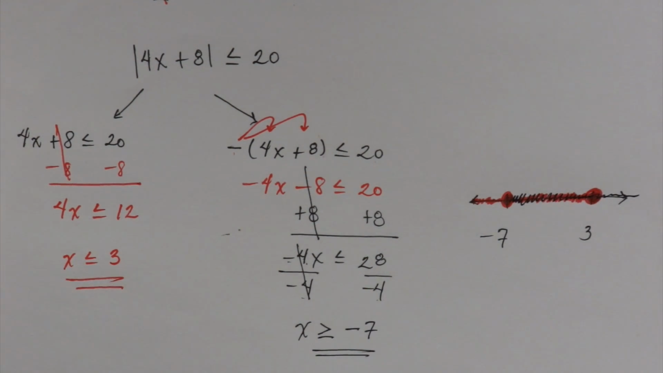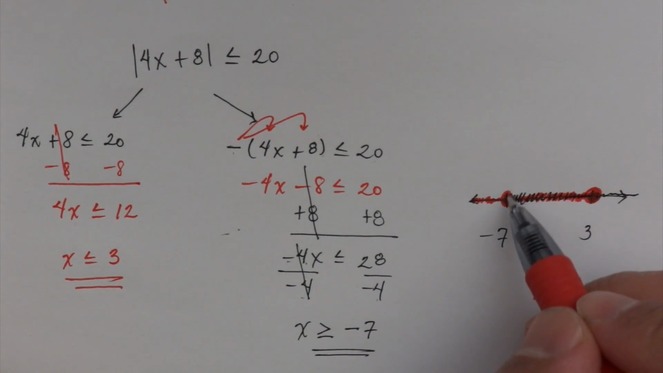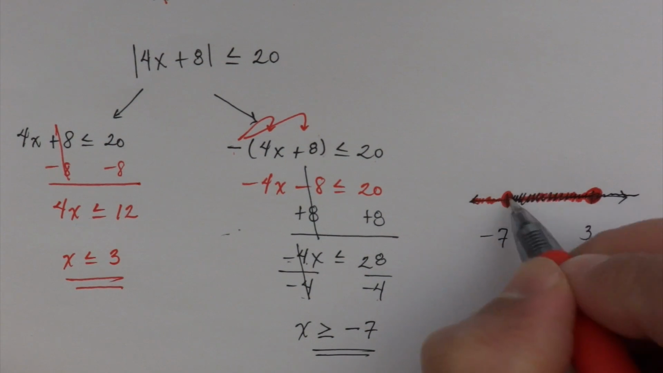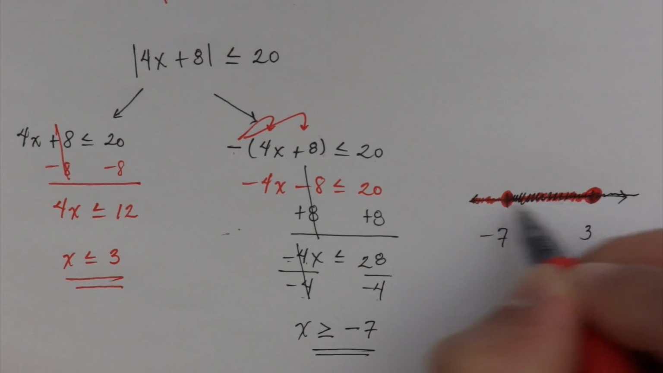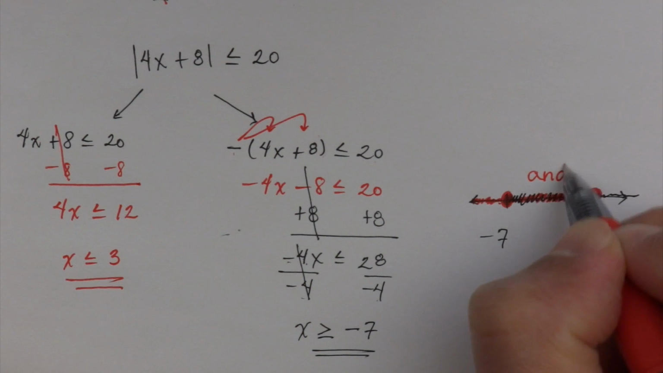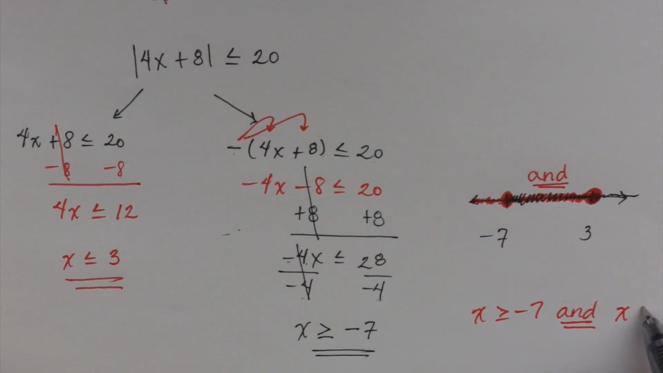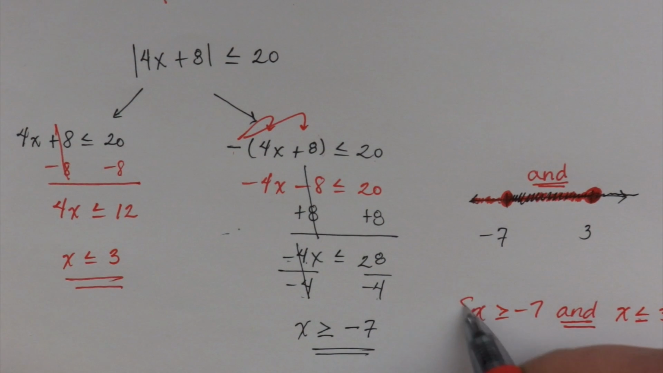And you notice something very interesting. This part here overlaps in here. And what happens is, when we overlap, we have combined solutions. Okay, so you can write it one of two ways. You can say x is greater than or equal to -7 and x is less than or equal to 3. Okay, you can do that.